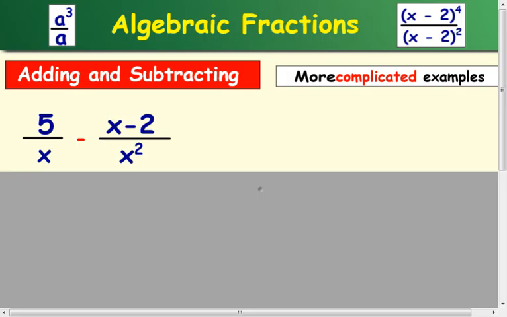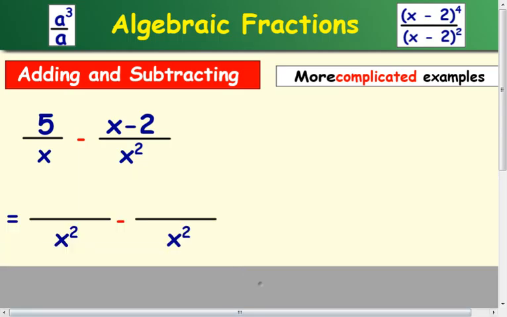Okay, last one. Let's have a careful look at this. We've got 5 over x take away 2 over x squared. Now the temptation here is to multiply the x by the x squared and go for x cubed. It will still work, but it leaves you more work. The common denominator that's easiest to work with is actually just x squared, because x divides into x squared. So if we go for that, now we haven't done anything to the x squared here, so the top stays exactly the same, so it stays as x take away 2.